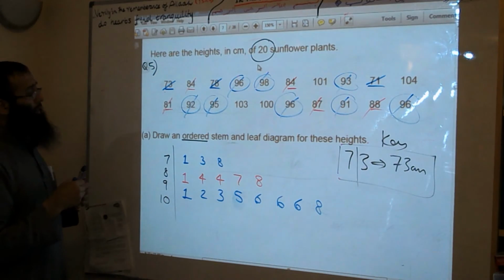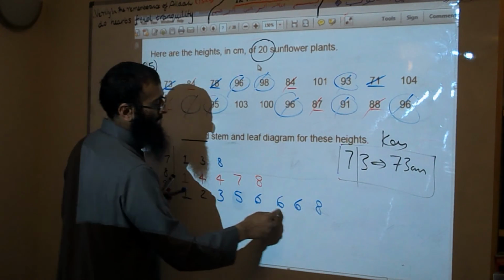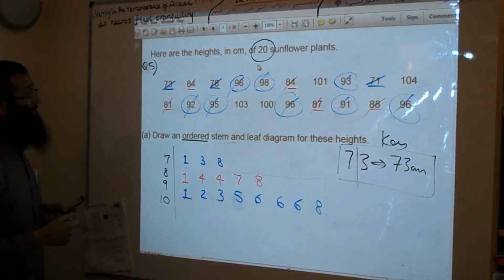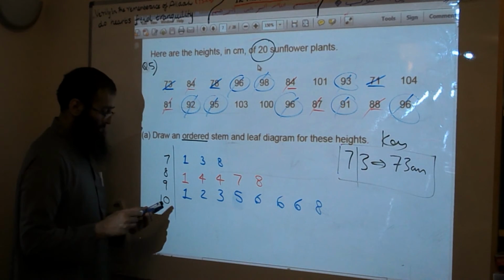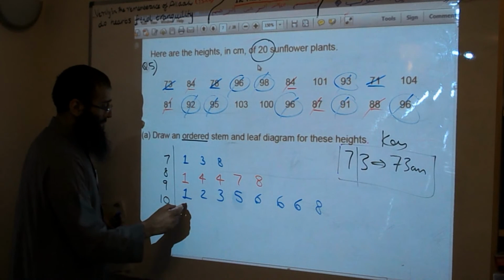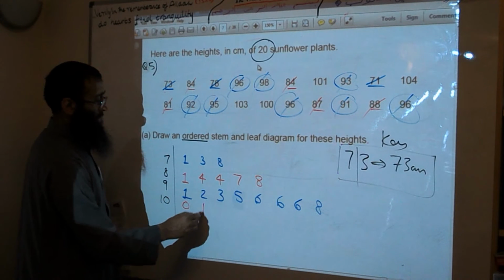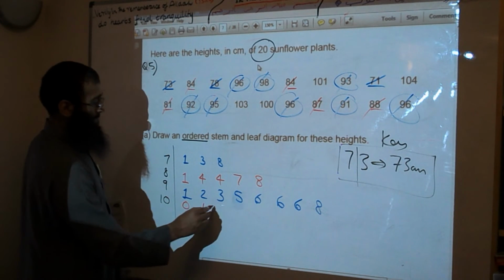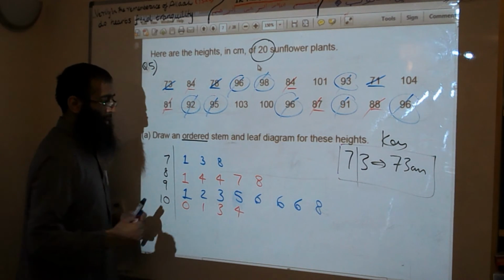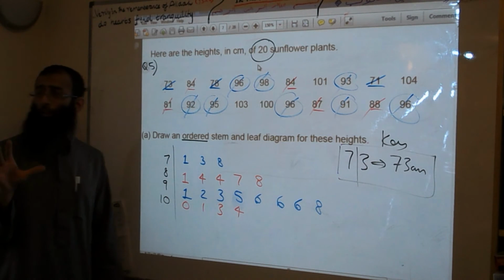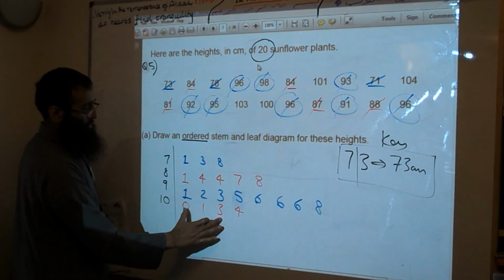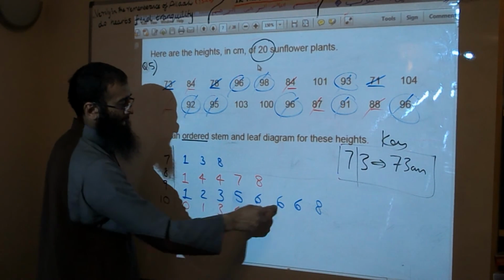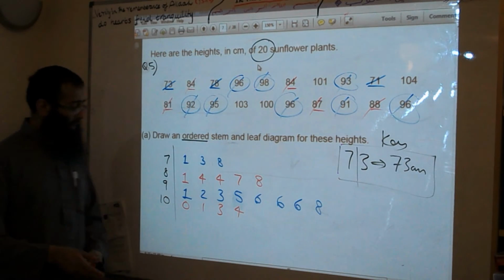Okay, so how many do you have there? 1, 2, 3, 4, 5, 6, 7, 8. Okay, and how many in the hundreds? We have 100, and then 101, and then 103 and 104. Yeah. Okay, let's just quickly check that we got all our 20 data values. 12, 13, 14, 15, 16, 17, 18, 19, 20. 20 values, lovely.